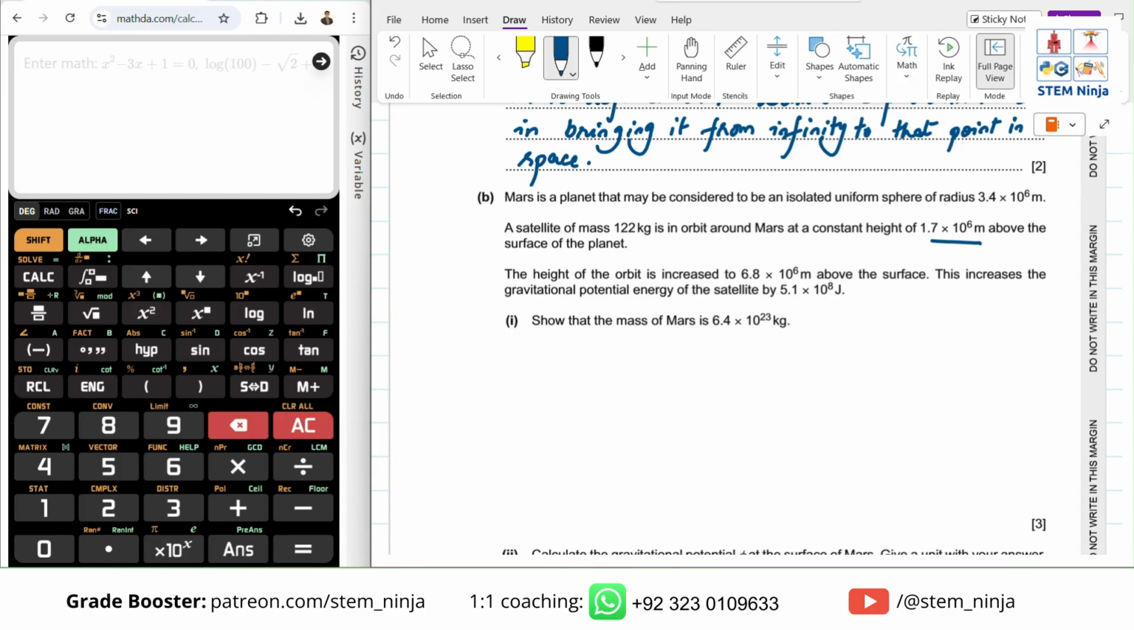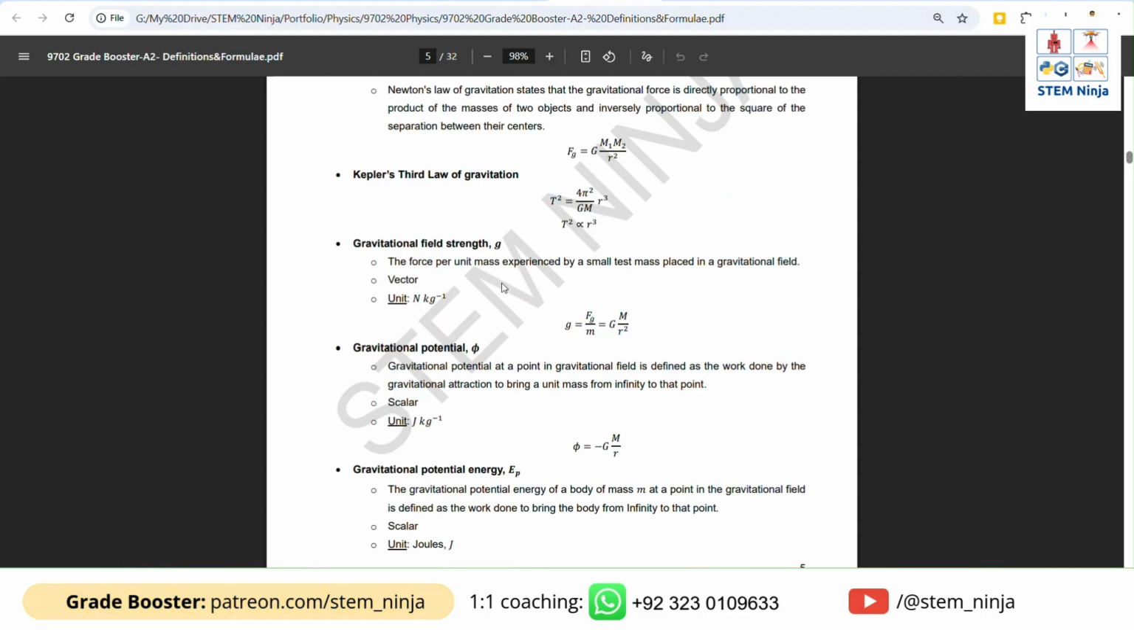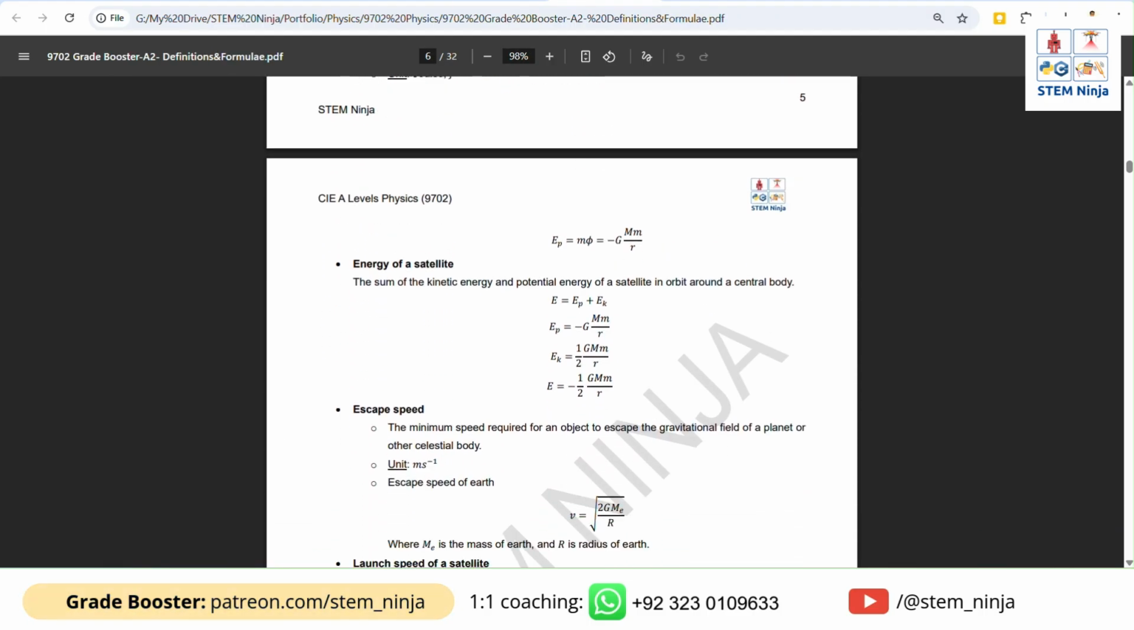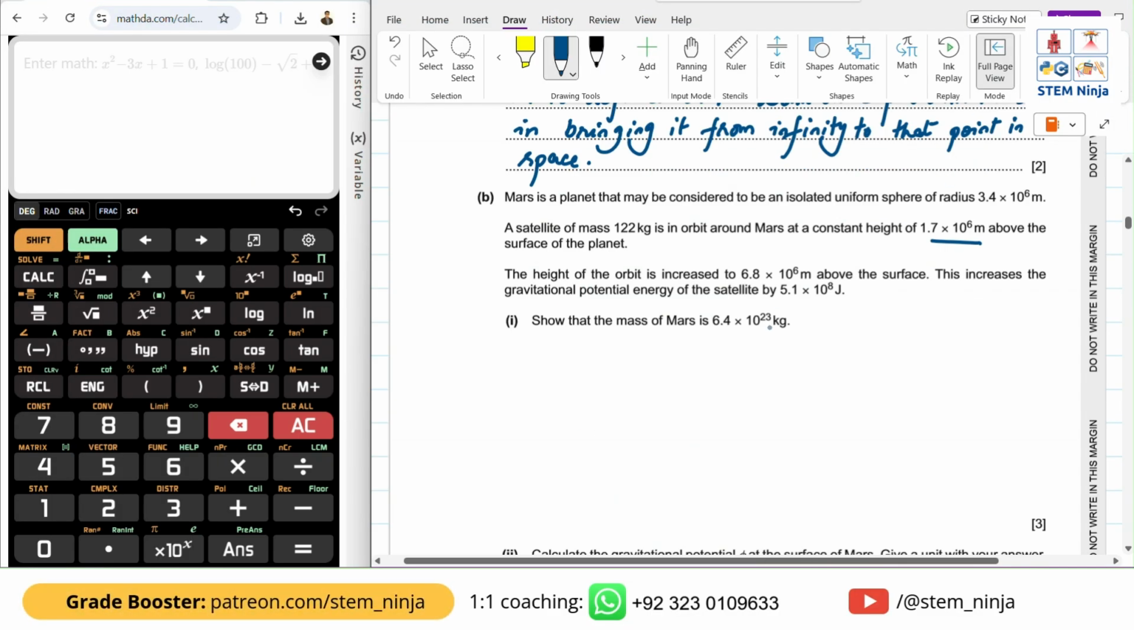Okay, so when we're dealing with satellites, remember we have to remember the energy exchange between kinetic and potential. Potential energy has the formula minus GMm over r. Kinetic has half GMm over r, and the total energy would be minus half GMm over r. Let's see how much we actually need from this. So we need to show the mass of Mars.